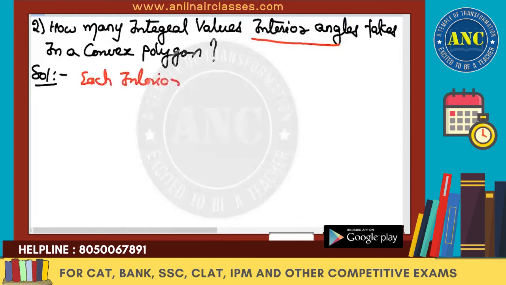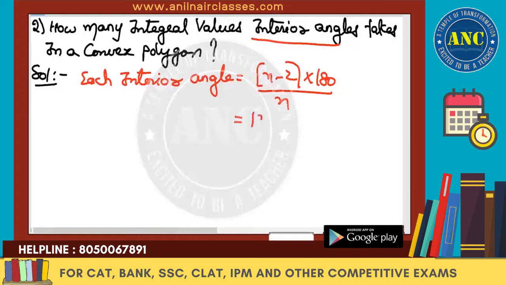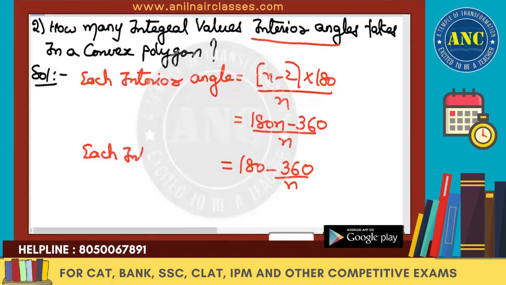Each interior angle is given by (n minus 2) by n into 180. This is nothing but (180n minus 360) by n, which is 180 minus 360 by n. This is each interior angle.